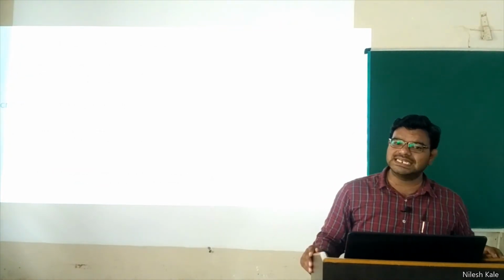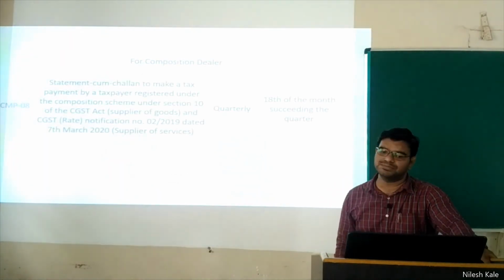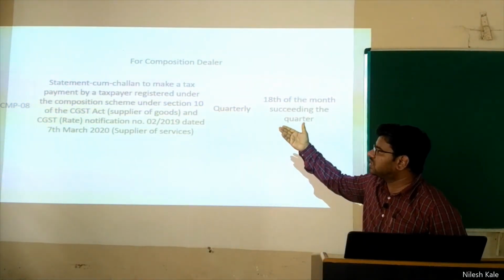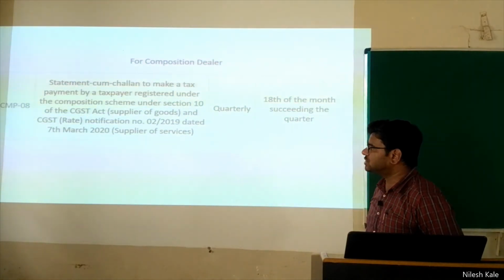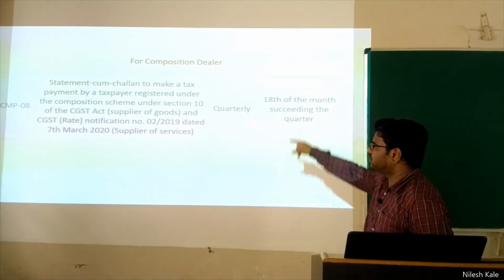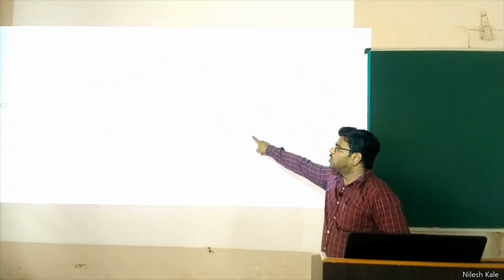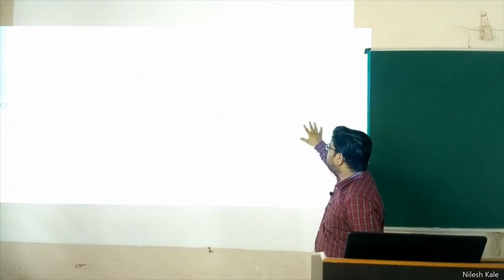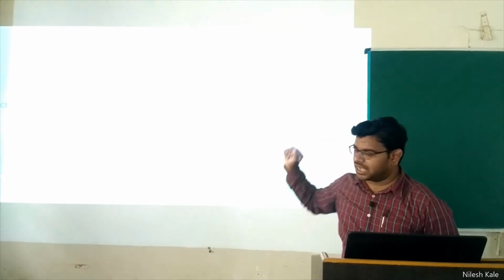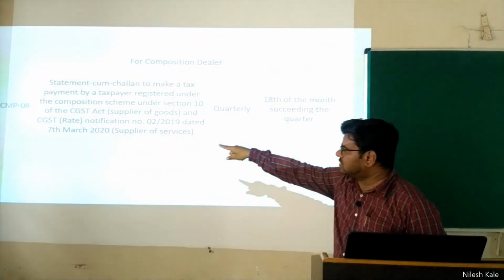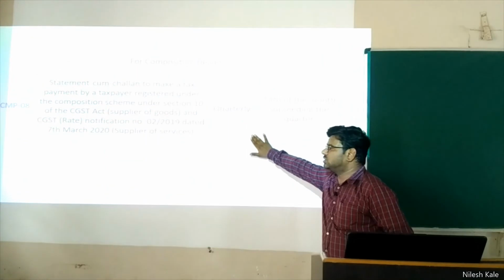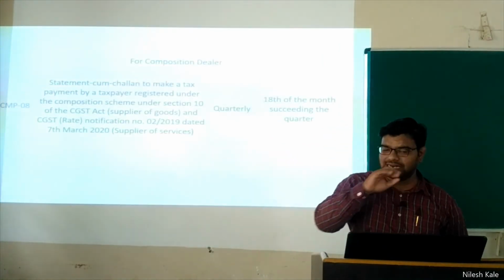And one more, that is CMP 08, that is for composition dealers. It is the statement cum challan to make the tax payment by a taxpayer registered under the composition scheme, under section 10 of the CGST Act, which must be filed quarterly. 18th of the next month will be the filing date. But according to that notification, from 7th March 2020 onwards, you need not file quarterly, you have to file only annual returns.